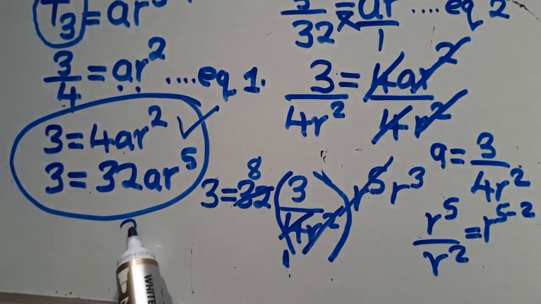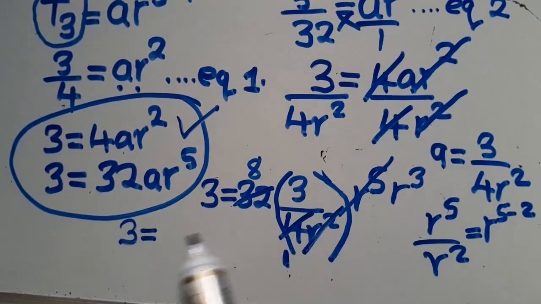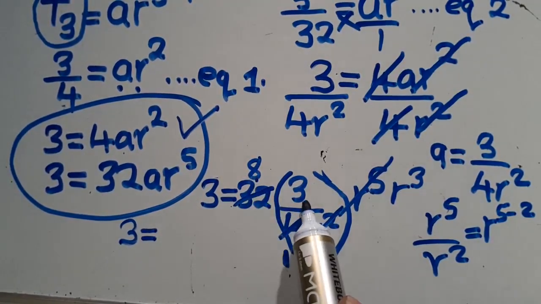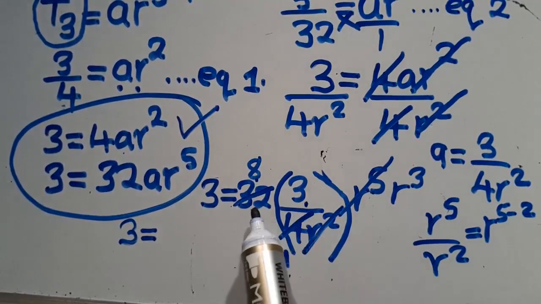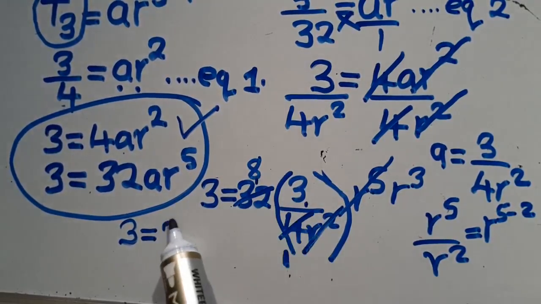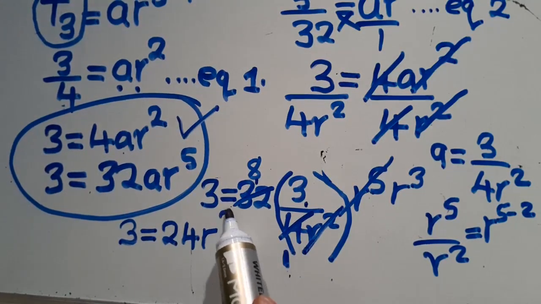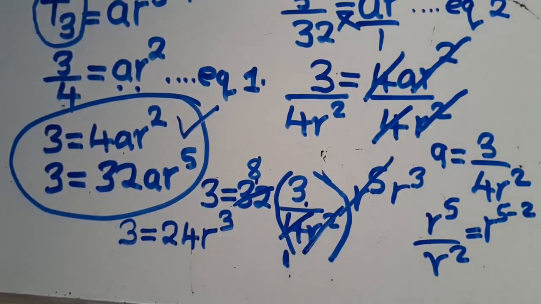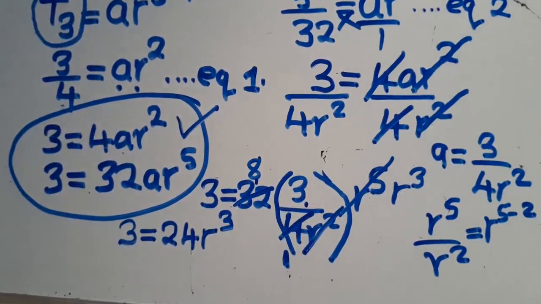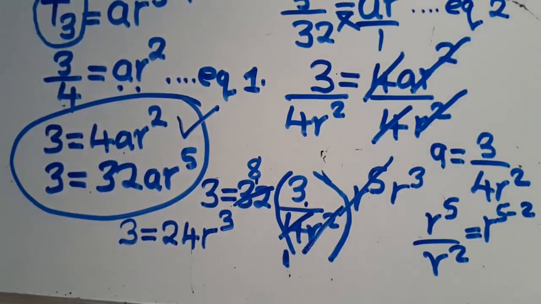We are going to say 3 is equal to this times that. What is 8 times 3? It is 24. Have you seen? You get 24. Here everything is cancelled. You've just remained with r power what? R power 3, like this. This is what you are going to have.